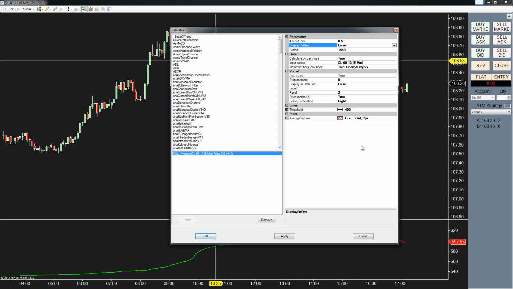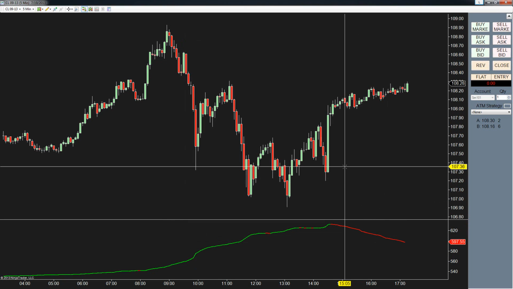So outside of that, that's the basics of using volume average to forecast what the day is going to look like.